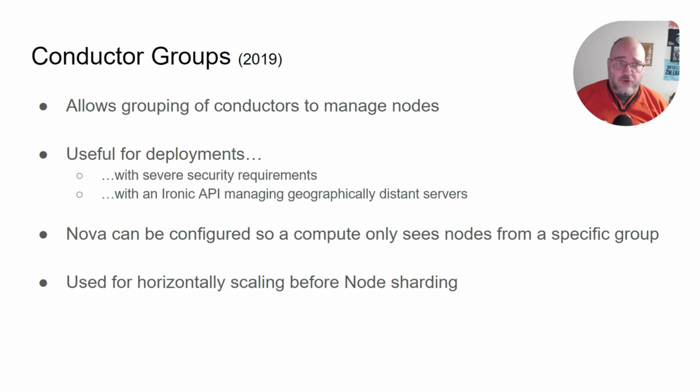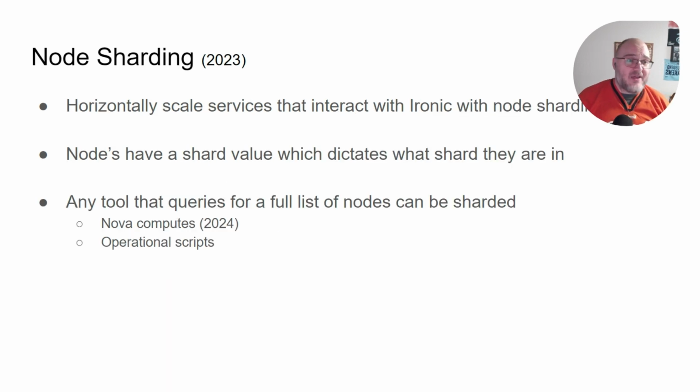Nova is conductor group aware. There is an option you can set in Nova where you can tell it to only look for nodes in a certain conductor group. And in 2019, when this was released, that was really the only way you could horizontally scale Ironic nodes across Nova computes. But, kind of obviously, conductor groups have their own feature, right? Like that sort of locality between server and conductor that's managing it is an important feature that a lot of people need, regardless of scaling. So we went ahead and saw that, and we took the scaling mechanism and split it out into its own concept called node sharding.